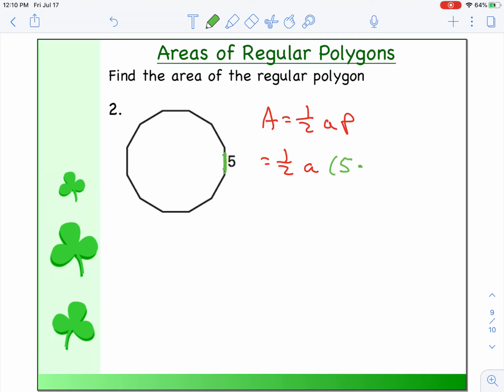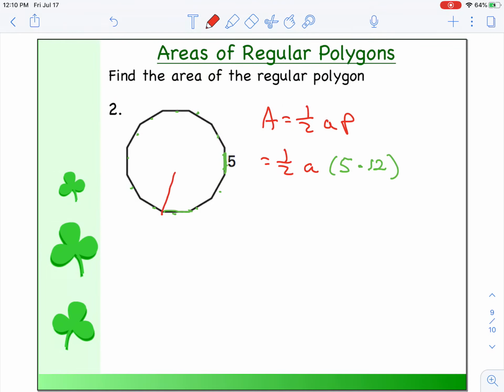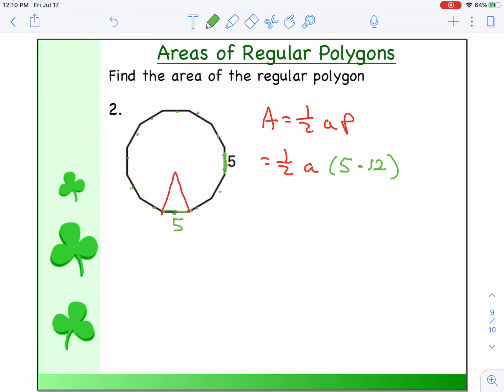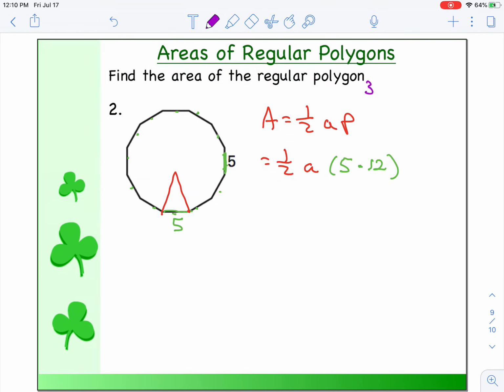I'm going to have to work on that, but I can find the perimeter, because the perimeter is this side, 5, times the number of sides, and I have 1, 2, 3, 4, 5, 6, 7, 8, 9, 10, 11, 12 sided figure. So 5 times 12 is the perimeter. So that helps. Now what I'm going to need to do is find the apothem. Seems simple enough. I'm given this side length of 5. I'm still going to have to find that angle.